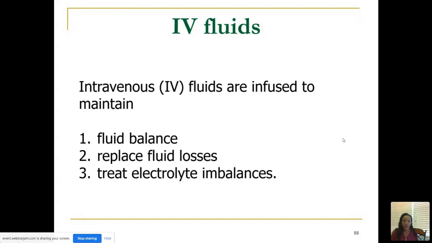So IV fluids, intravenous fluids. Why do we give them? Number 1, okay? We give fluid because we want to balance you. We give fluid because we want to replace fluid you've lost. We give fluid also to treat electrolyte imbalance, okay? We're going to talk about iso, hypo, and hypertonic solutions. So these are the reasons we may need to give you fluid, okay? Fluid balance, fluid replacement, or electrolyte imbalance, okay? So those are the reasons.